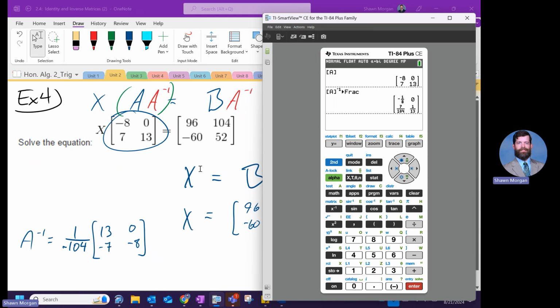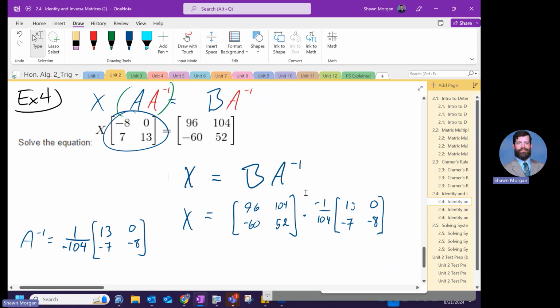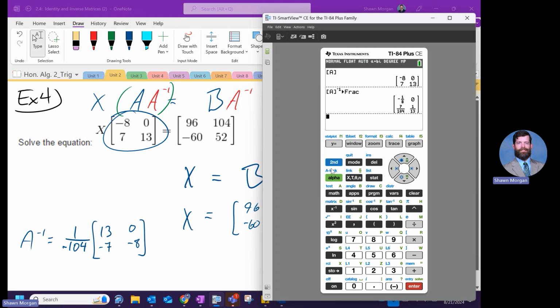Okay, so let's put that in action. Which way should I multiply? Should I multiply before B or after B? We will multiply it after B. Here's our inverse. So let's plug in B into our calculator. Go to the matrix menu, edit matrix B, 2 by 2, 96, 104, -60, and 52.